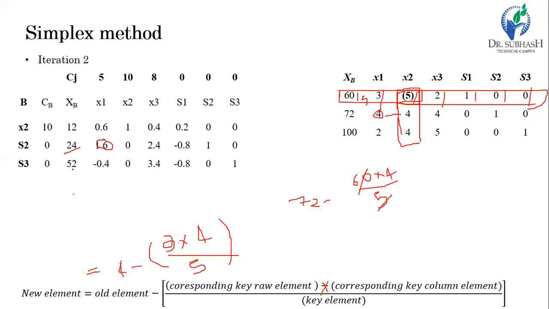Now we get another solution, say x2 equal to 12, s2 equal to 24, s3 equal to 52. Now we must check whether this solution is optimal or not, and for considering the optimal solution, we must calculate the Cj minus Zj value, in which Cj indicates the incoming profit and Zj indicates the outgoing profit, and we will calculate Cj minus Zj, say the net effect on the objective function value.